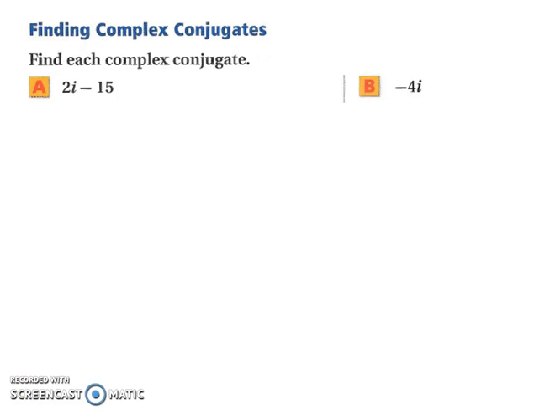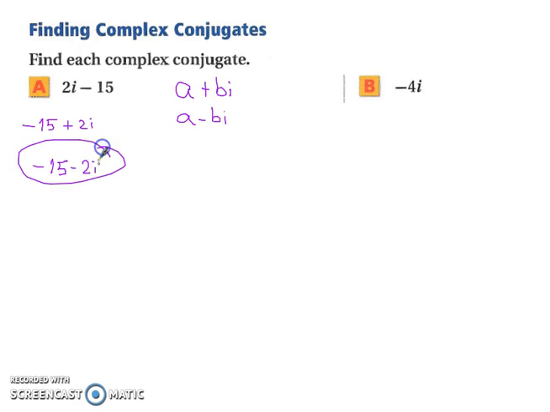Alright, so finding complex conjugates. Find each complex conjugate. To start with, make sure you have everything written in a plus bi or a minus bi form, depending on what sign it starts with. So let's rewrite this so it keeps the sign with the a, so it's minus 15, that's a positive 2i. To write the complex conjugate, switch the sign of what's in front of bi. So negative 15 minus 2i is the complex conjugate.